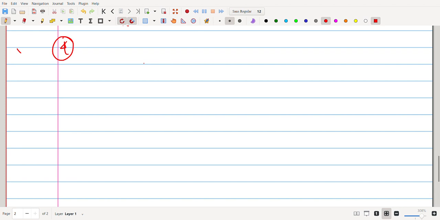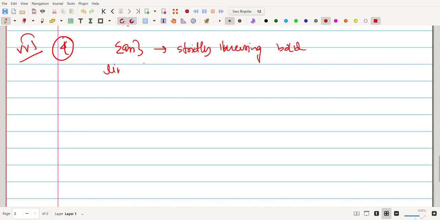Problem number 4. Very important and very interesting problem. Let a_n be a strictly increasing bounded sequence of real numbers. Then a_n is convergent. We know that by the monotone convergence theorem.